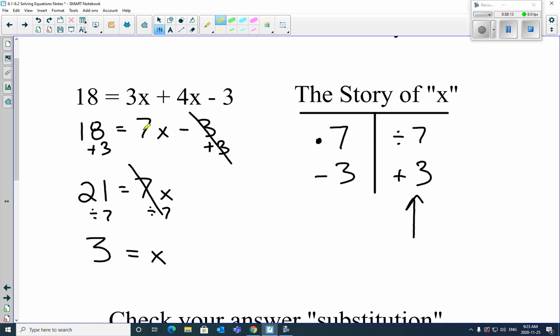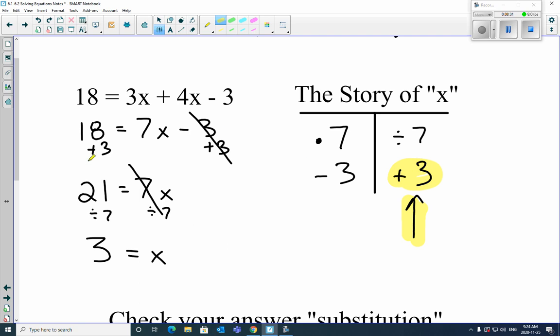Well, let's do the story of x. First thing that happens to x is it gets multiplied by 7 right there, so the opposite of multiplying by 7 is divide by 7. Then we subtract 3, so the opposite of that is add 3. And where do we start? We start right here. So the first thing we're going to do is add 3 to both sides.